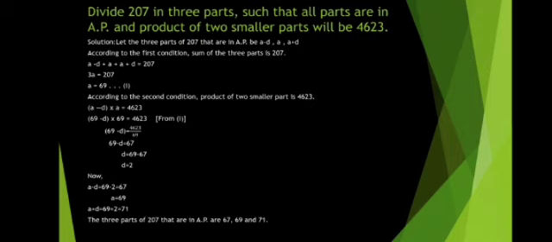Now we can find the three terms, that is a minus d, a and a plus d. So a minus d is equal to what? 69 minus 2 is equal to 67. a is equal to, we know, 69, and a plus d is equal to what? 69 plus 2 is equal to 71. So the three parts are 67, 69 and 71.